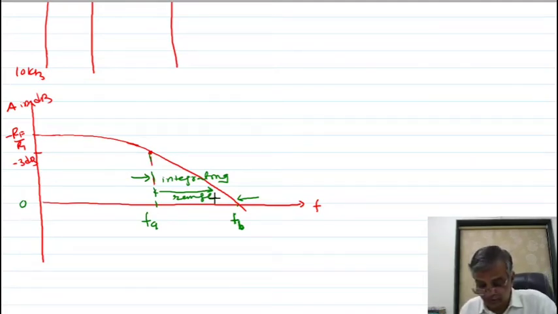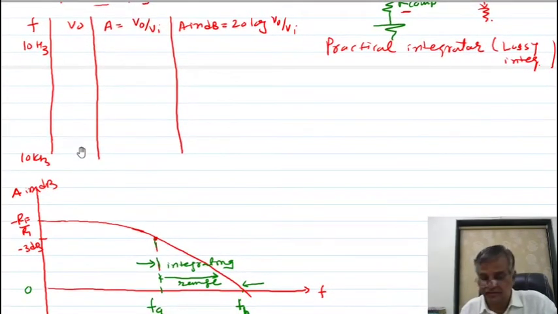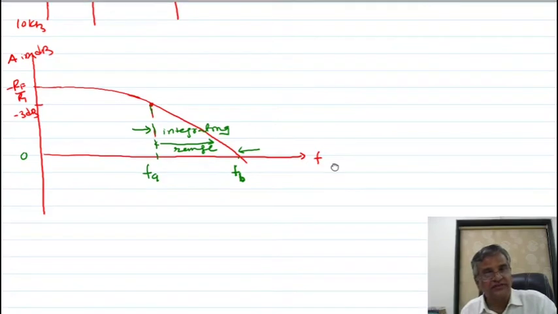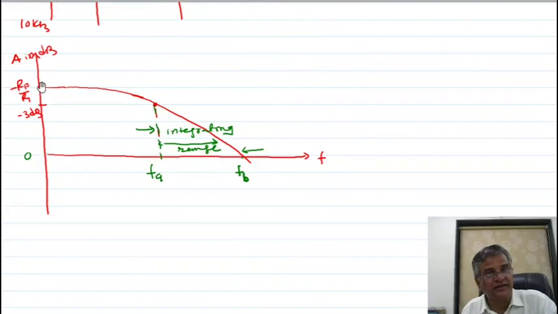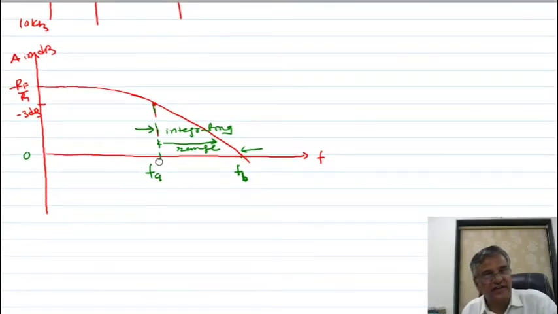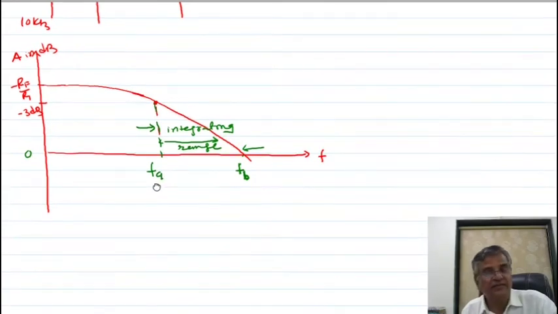So this is the practical. What you have to do in the experiment? You have to vary the frequency, note down the output voltage, find the gain, and then plot the graph of gain in dB versus frequency. Your graph will be like this. At low frequency you will get maximum gain. As frequency increases, gain decreases because reactance of the capacitor decreases. At frequency FA, your gain is reduced by minus 3 dB. That is the frequency at which the circuit starts integrating, and this is called the gain limiting frequency.